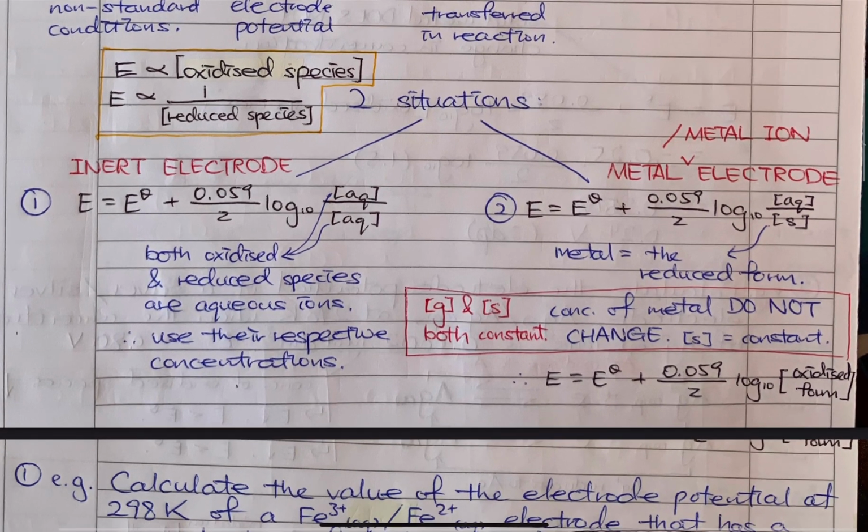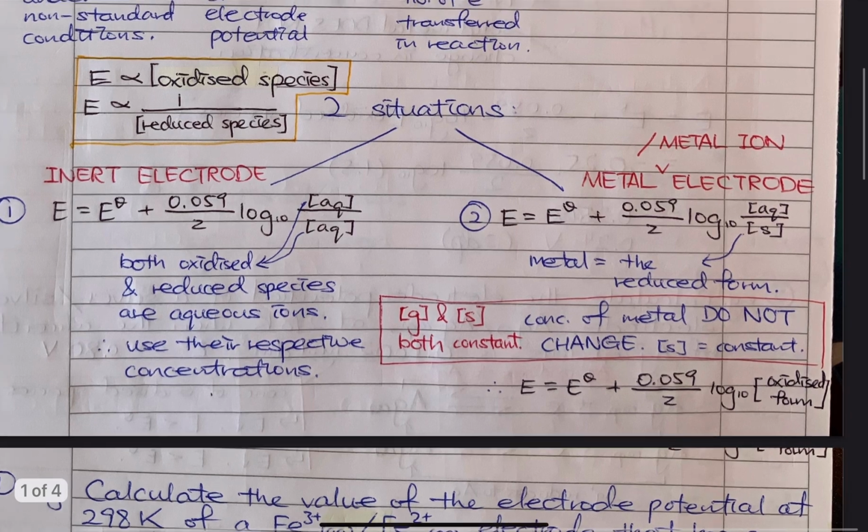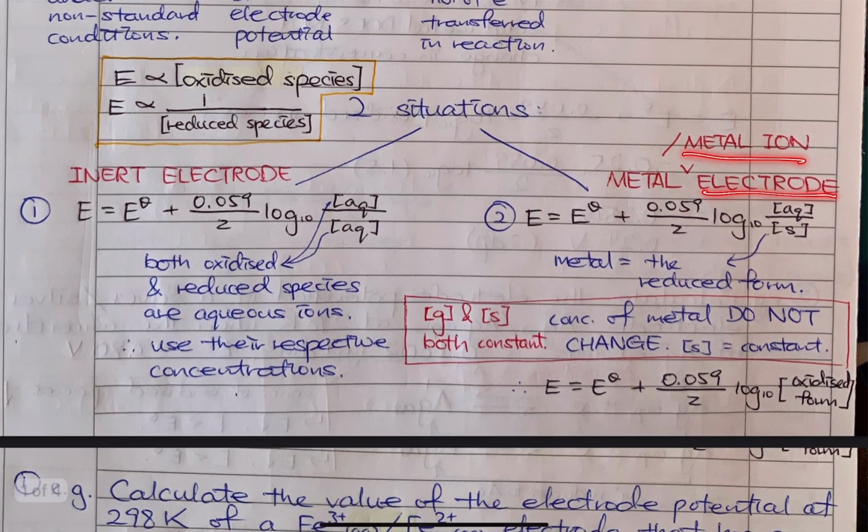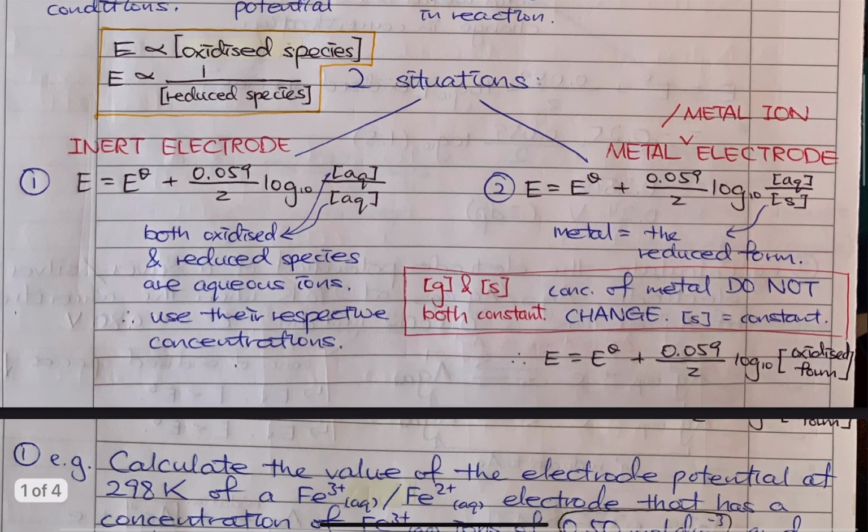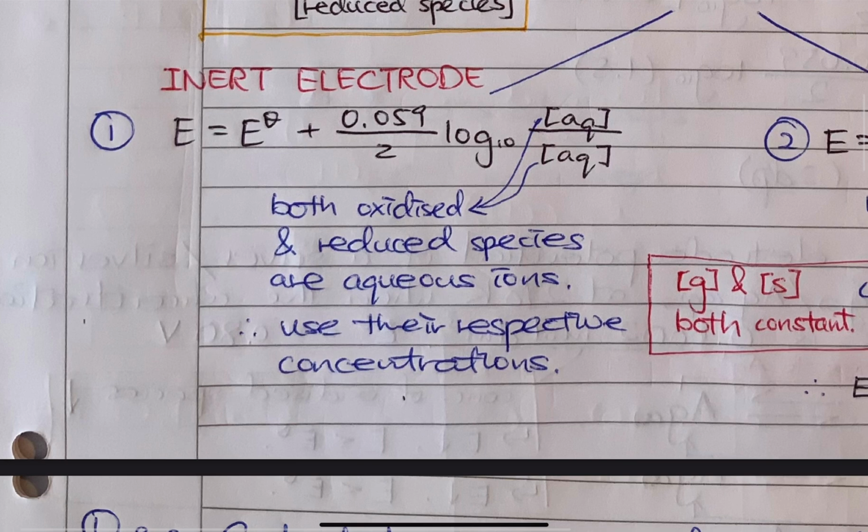So there are two situations you can have. One is that if you use an inert electrode, basically what takes part in this reaction is only the aqueous solutions that you have in the two beakers. However, if you have a metal or metal ion electrode, you know that the metal itself will be either oxidizing or reducing. So basically it will be participating in the reaction. So it's a slightly different scenario.